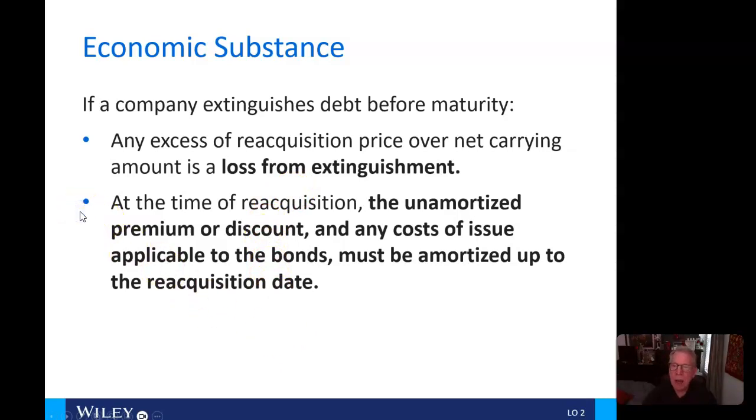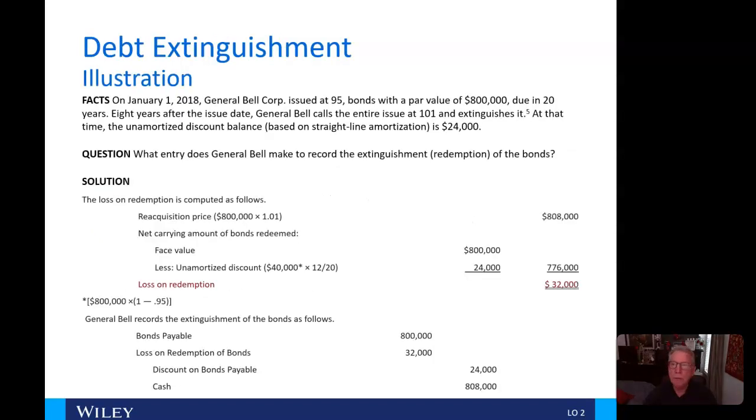And at the time of reacquisition, the unamortized premium or discount and any costs of issue applicable to the bonds must be amortized up to the reacquisition date. That's what you're going to do first. You're going to make sure that all of that has been amortized up to the date of reacquisition. So let's see how that works.